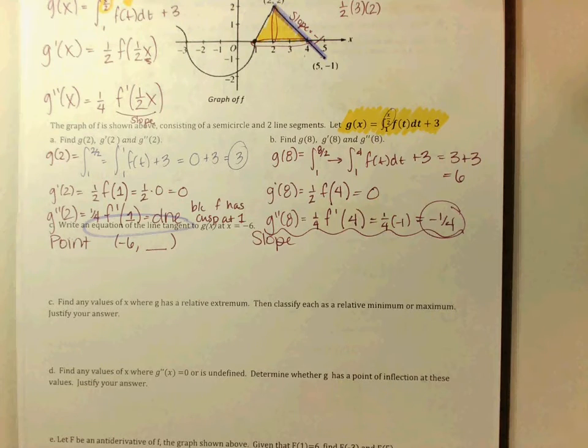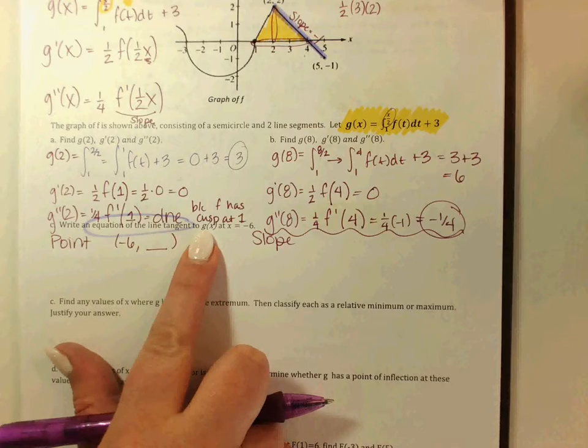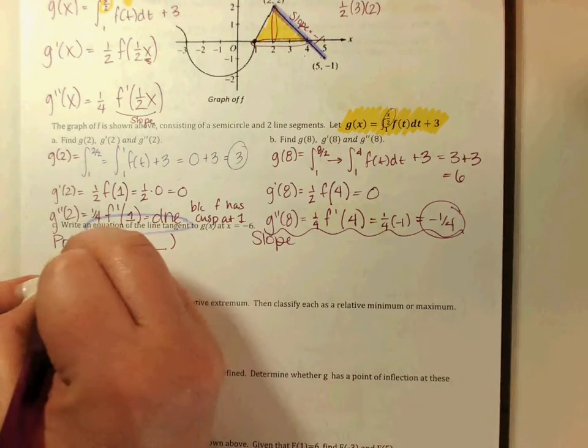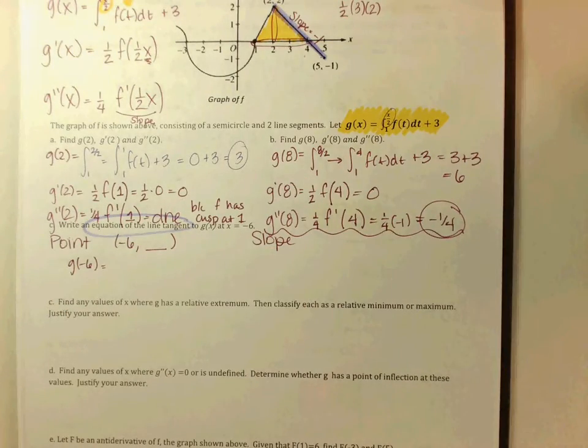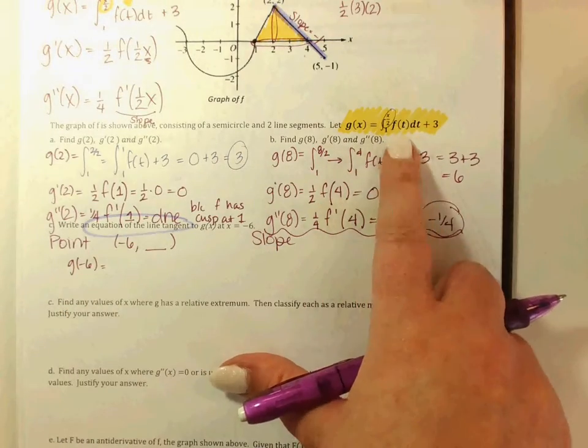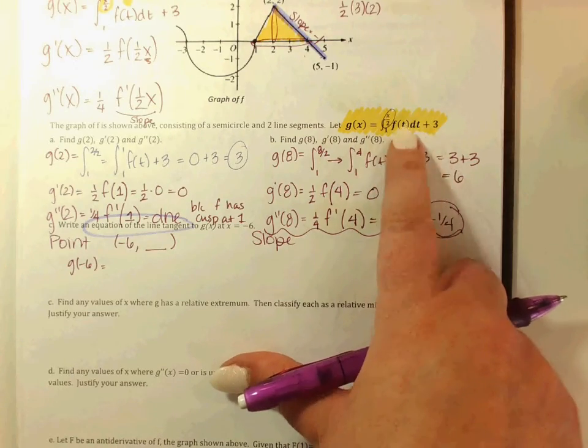Okay, G, because it tells me, what do I want to be tangent to? G. If I wanted to be tangent to F, I'd plug into F. But I want to be tangent to G. Then I need G of -6. And how will I know G of -6? I'll plug into this guy, the original.